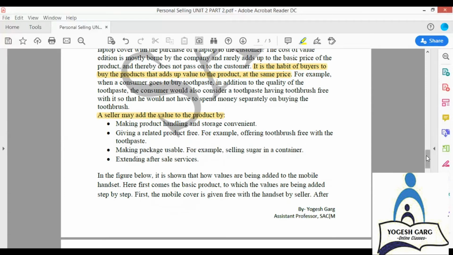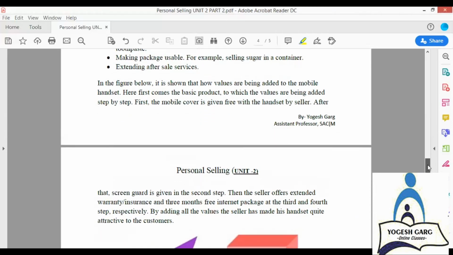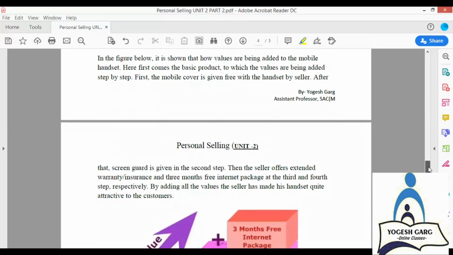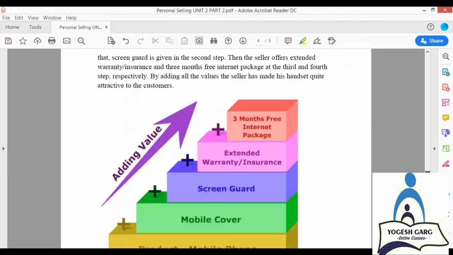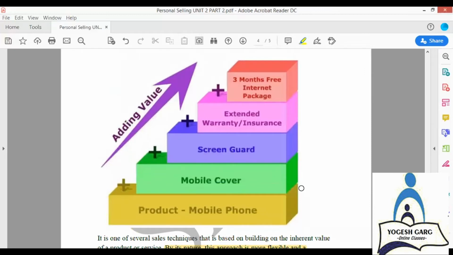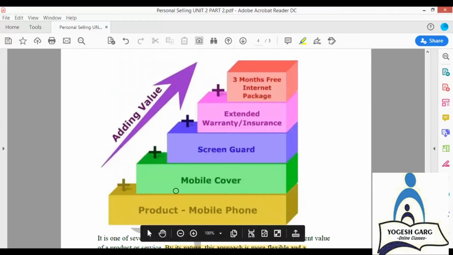Now, the same example which I have explained, they have explained with the help of a figure also. In the figure below, it is shown that you have bought a mobile handset, and what kind of value addition can be done by the seller step by step. The mobile cover is given free with the handset. This is your main product, and the price at which you will be buying the mobile phone would be the basic price.